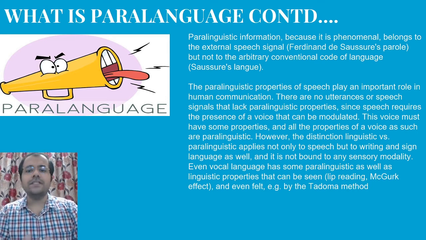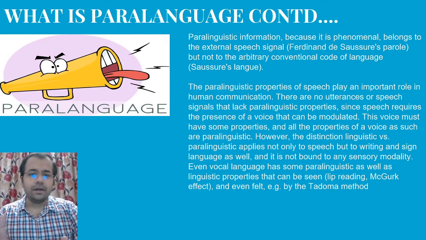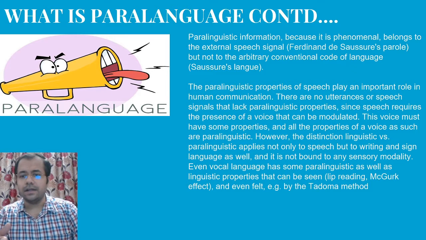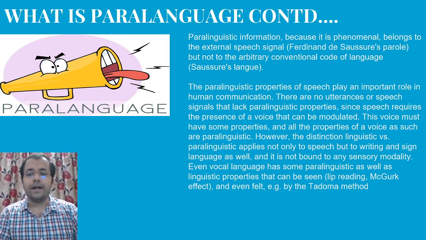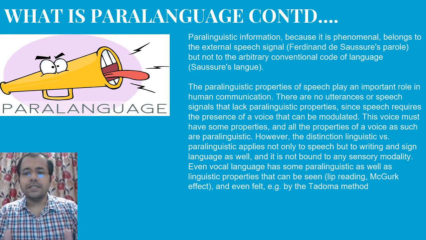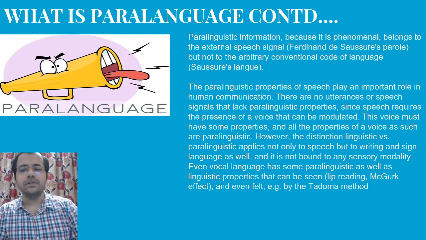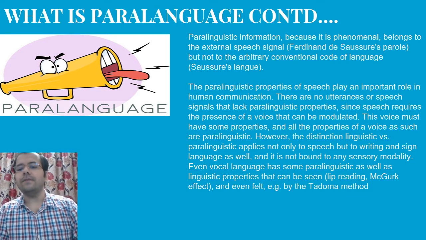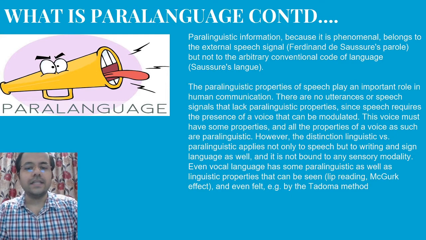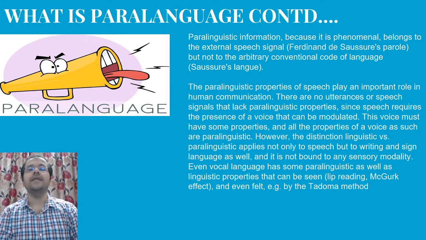The voice must have some properties, and all the properties of the voice, such as your paralinguistics, your linguistic patterns, your vocal quality, your rate of speech, and your delivery pattern, are all understood in paralanguage itself. However, the distinction of linguistic versus paralinguistic applies not only to speech but also to writing and sign language. Even vocal language has some paralinguistic features as well as linguistic properties, which is also known as lip reading.